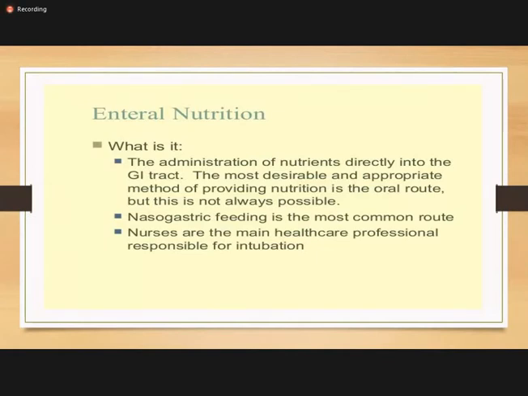Okay, now enteral nutrition. What is this? The administration of nutrients directly into the GI tract. If a patient can't take orally, you have to pass an NG tube and give nutrition through the NG tube directly into the GI tract. The most desirable and appropriate method of providing nutrition is the oral route, but this is not always possible. Nasogastric feeding is the most common route, and nurses are the main healthcare profession responsible for intubation.